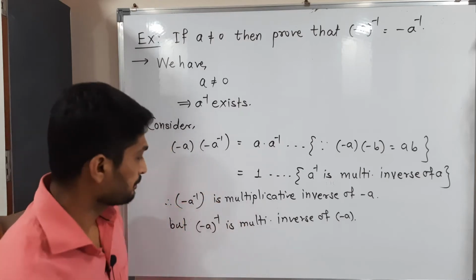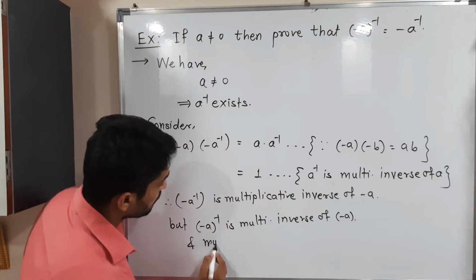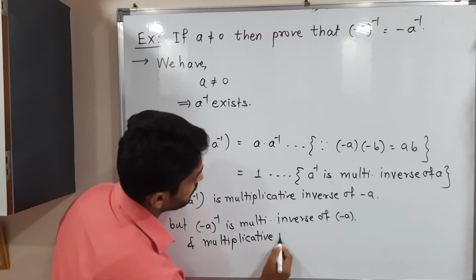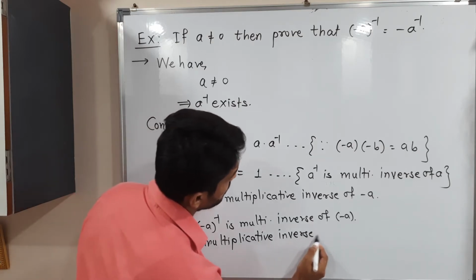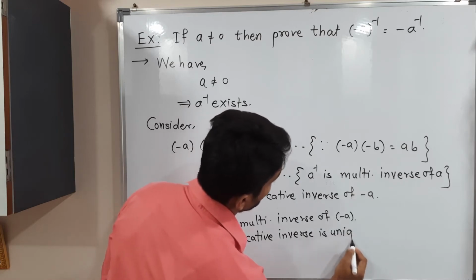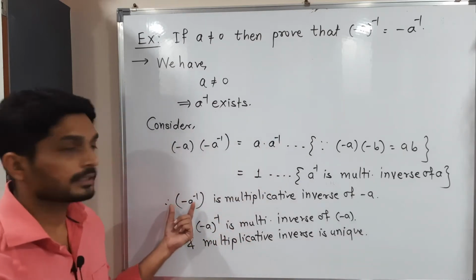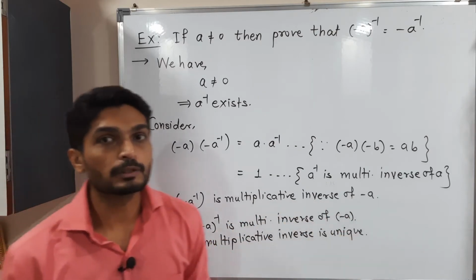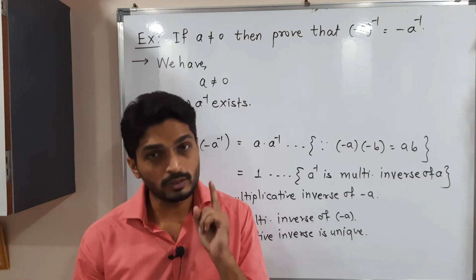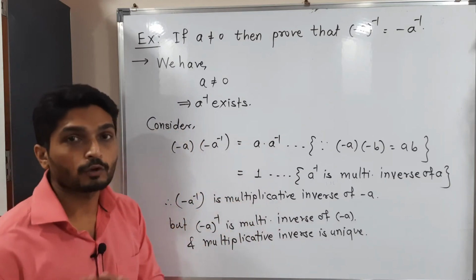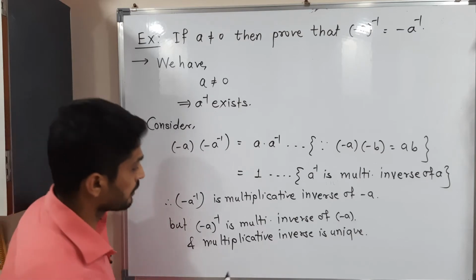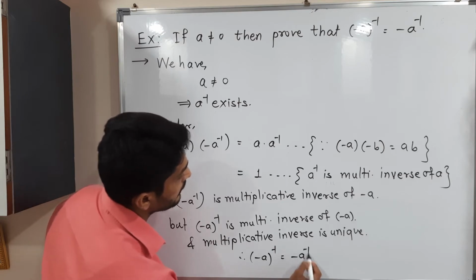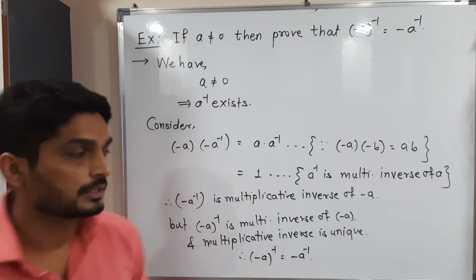Multiplicative inverse is unique. That means only one multiplicative inverse. We are saying this is a multiplicative inverse of −a, and this is also a multiplicative inverse of −a, but the multiplicative inverse of −a is only one. So these two are not different, these two are the same. So therefore we can write (−a)⁻¹ is equal to −a⁻¹. In this way we prove this result.